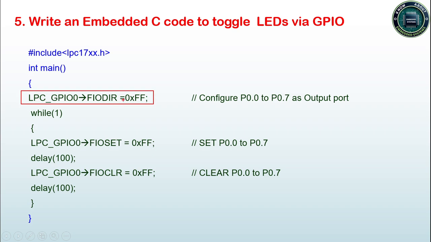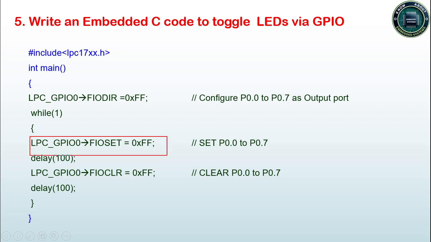Currently when I use 0xFF, the 8 bits starting from P0.0 to P0.7 will be configured as an output port. So this is the first statement, and the second thing is we are going to set it. You can see here LPC_GPIO0->FIOSET. FIOSET is a register which is used to set the bits to high. Again, I'm using 0xFF here, 8 bits, I'm considering P0.0 to P0.7.